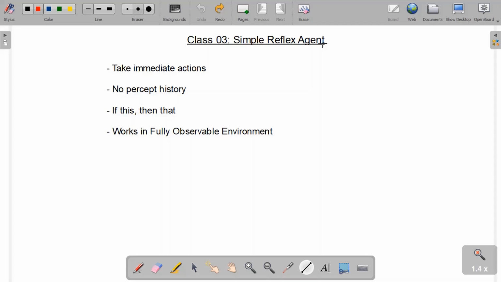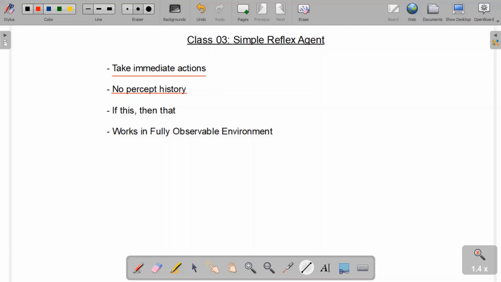If we talk about it in terms of artificial intelligence, then an intelligent agent that takes immediate actions after perceiving something from its environment is said to be a simple reflex agent. The second important point here is that simple reflex agent has no percept history. What is meant by that?